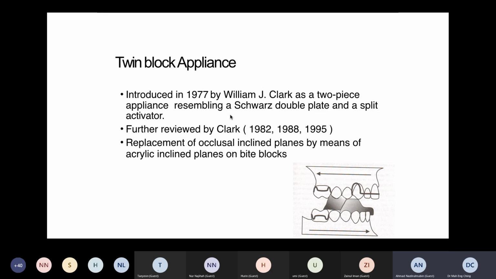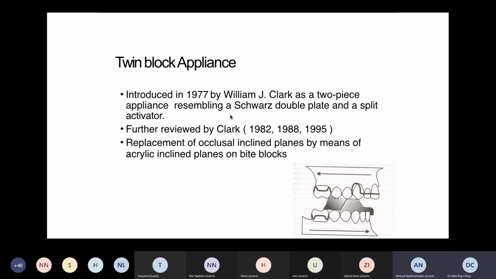Okay, now we come to the final design, which is the twin block appliance. This one is most commonly used in Malaysia and the United Kingdom. I like it the most because it is simple and works perfectly for patients, and there are two pieces, not like the activator and Bionator, which are single piece. They are very difficult to fabricate, and when it comes to breakages, very difficult to rectify or repair. Compared to twin block, because there are two pieces, the mandible and maxilla, you can repair it separately.